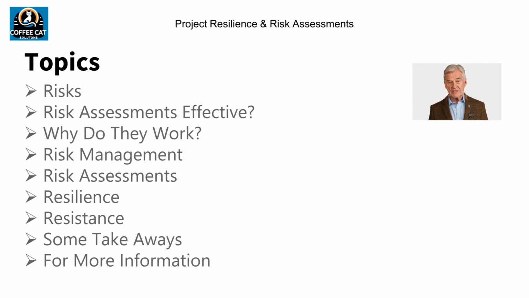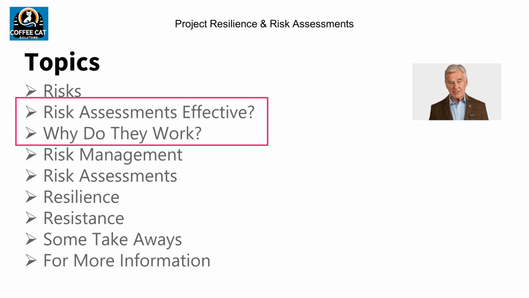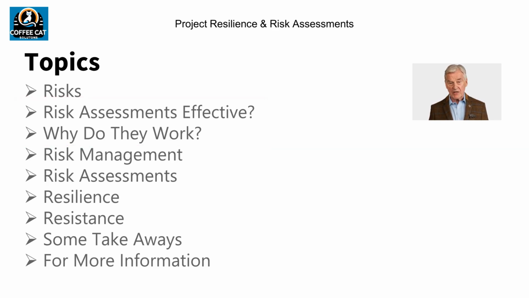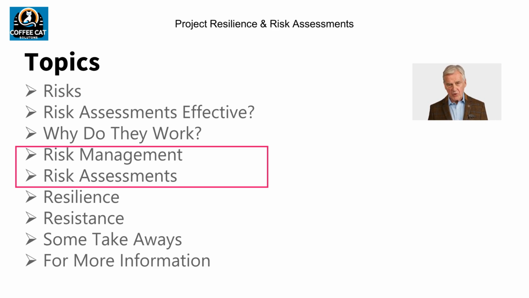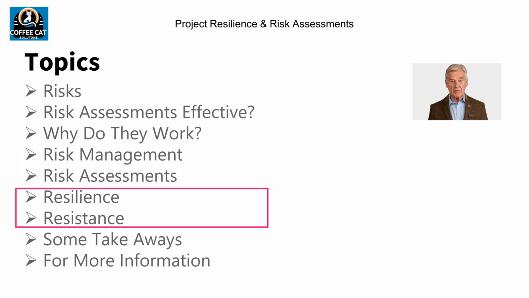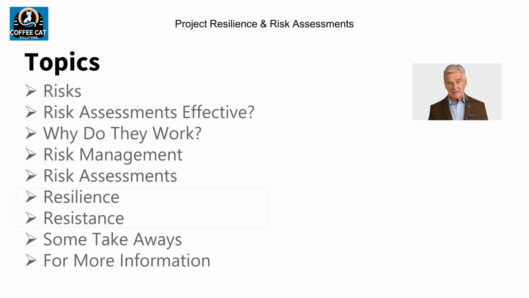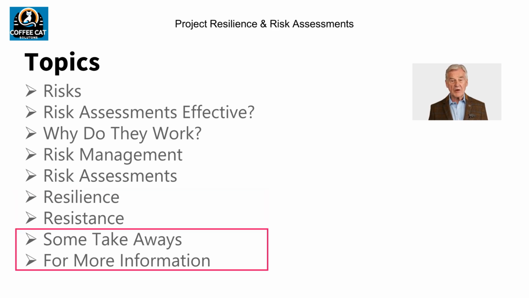Let's look at the topics in this tutorial. First, we will review the common risks projects experience. Then we will discuss if risk assessments are effective and why they work to improve project performance. Next, we'll do a quick review of the risk management cycle and the creation and execution of rapid risk assessments. Capping off the tutorial, we will look at how risk assessments improve project resilience, and the resistance you might experience when trying to do a risk assessment. Last, a couple of key takeaways from the tutorial will be emphasized.